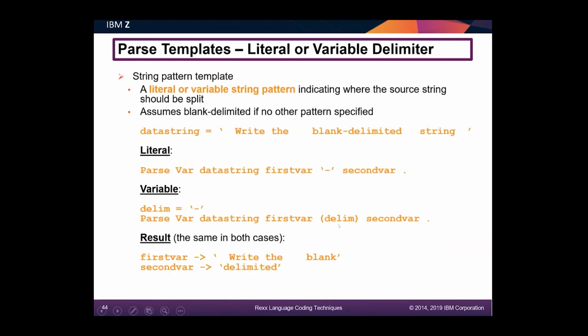That's very important. If I had just put delim here, I would have been doing blank delimiting and just assigned words as part of the parse statement to the variable delim. So it's very important that I put my delimiter in parentheses. In both cases, I get the same result, but notice in this one, I'm doing literal delimiting, but between second var and the dot, I'm doing blank delimiting. So that's why second var is now delimited with no extra blanks around it.